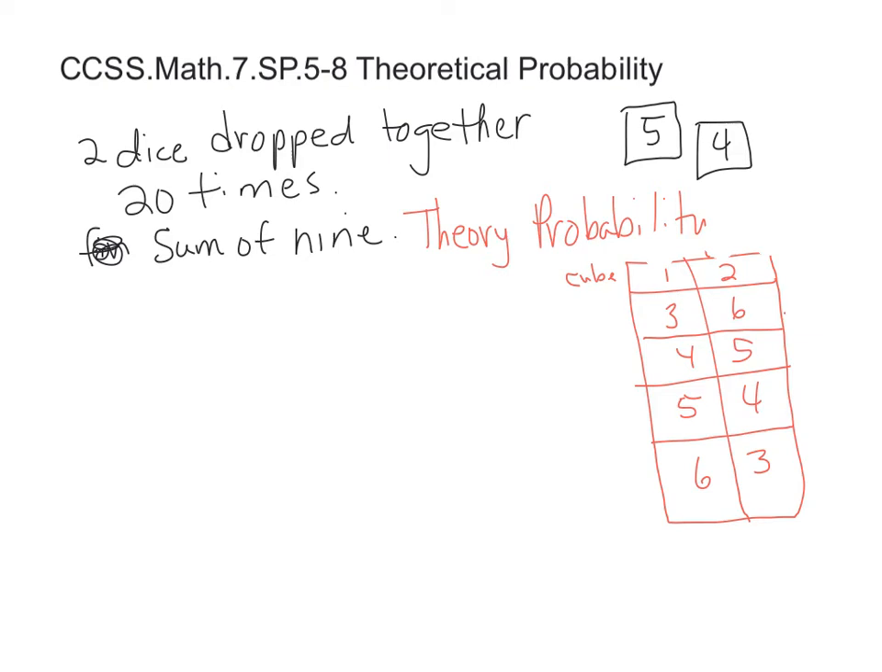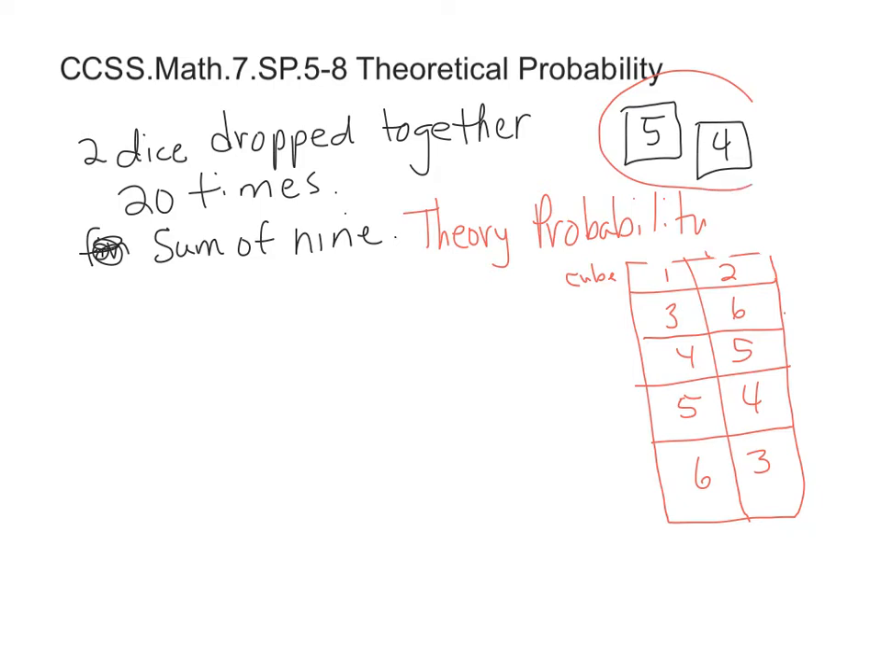Common Core State Standards Math, 7th grade, Statistics and Probability, 7.SP.C.6, and Theoretical Probability is what we're going to look at. Continuing off the problem from the last one, you're still dropping two dice together, and you're dropping them 20 times. And you want the sum of 9.